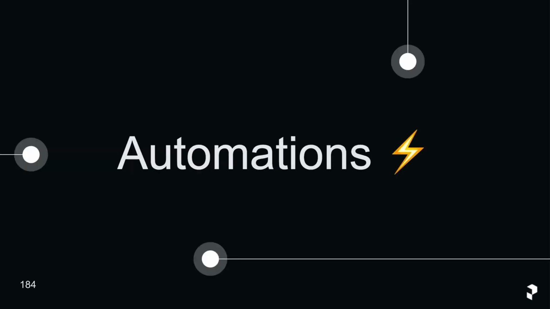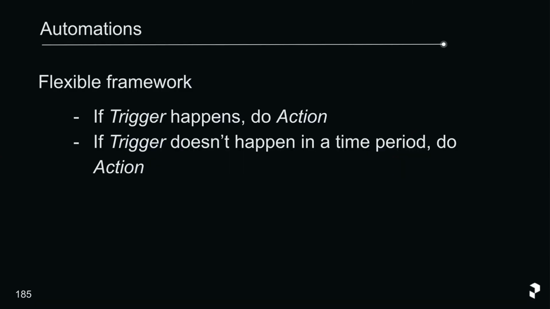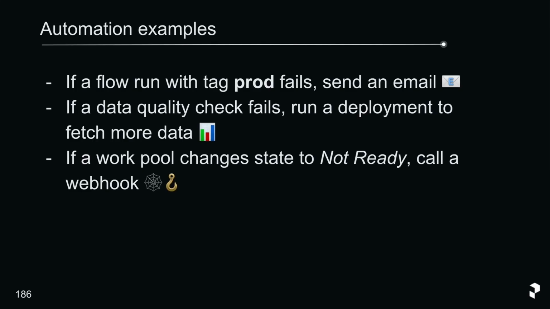And speaking of automations, let's take a look at them. What are automations in Prefect? They are a flexible framework that allows you to take action in response to events that are happening in your Prefect environment. In short, if a trigger happens, do some sort of action in response, and even if something doesn't happen that we expected to happen in a certain time period, then we'll want to take some kind of action in response.